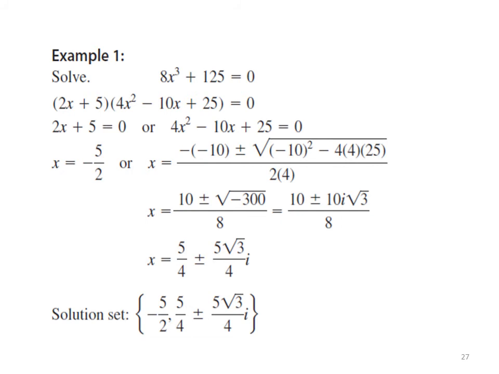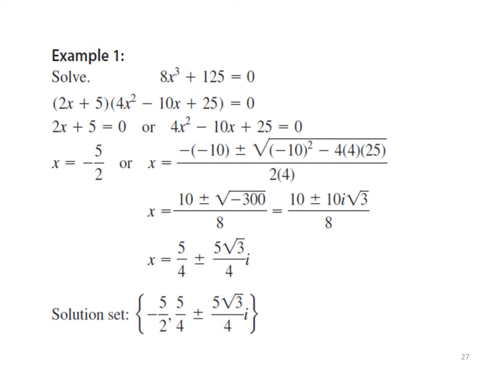And we have to solve these separately. In the first case, if 2x plus 5 is equal to 0, then you can subtract 5 from both sides and then divide by 2. You get your first solution: x is equal to minus 5 over 2. Now the other two solutions you get from trying to solve the quadratic term.